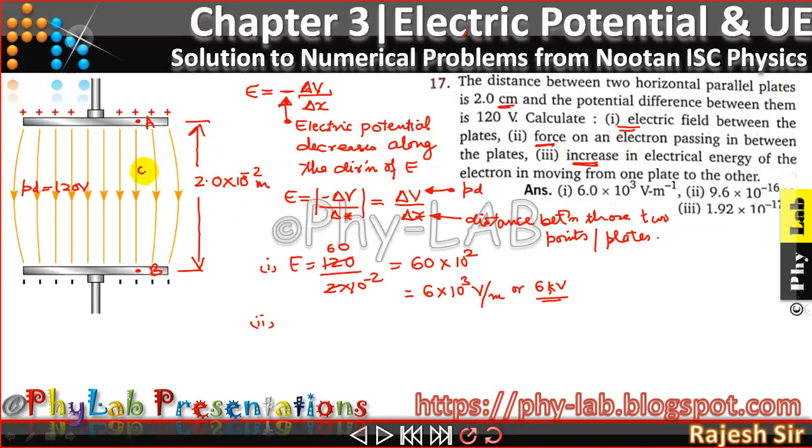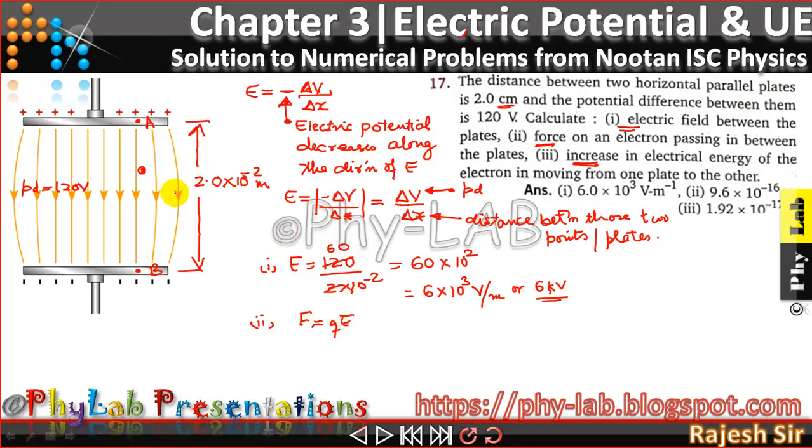So suppose if I place an electron over here, what force will it experience? The force experienced by the electron or any charged particle in an electric field is given by the formula F equals Q times E. So F is equal to Q times E.